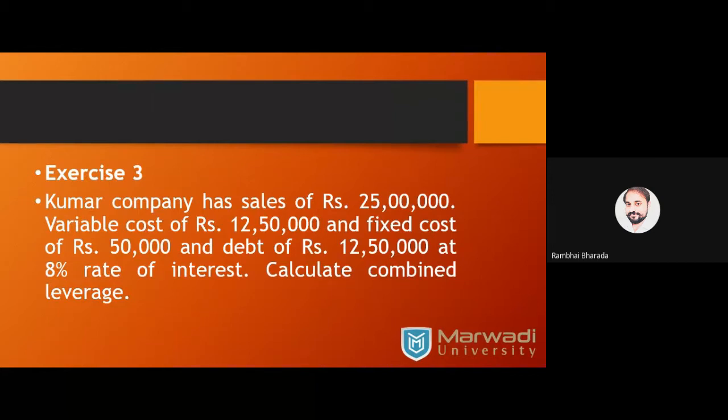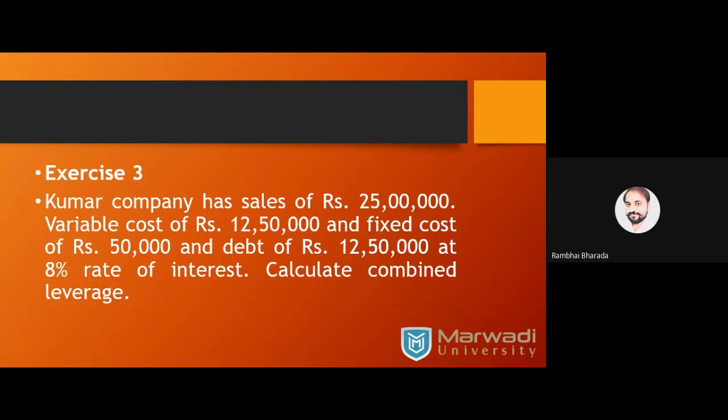First of all, just remember the formula for financial leverage or operating leverage. Starting from the operating leverage, operating leverage is equal to C upon OP, contribution upon operating profit. Financial leverage means FL is equal to OP upon PBT, and lastly combined leverage, that is OL into FL, or else C upon PBT. Are we clear? So now look at question number 3.